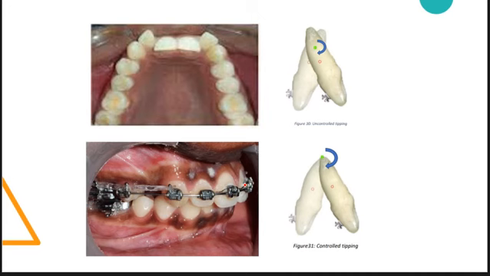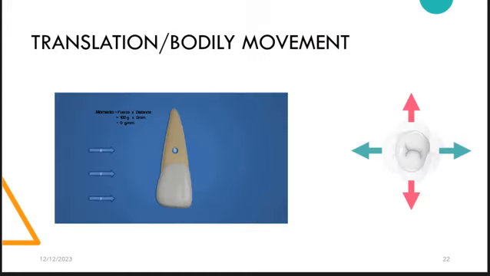In class 2 division 2 cases, the roots are placed labially. So when uncontrolled tipping is done in class 2 division 2 cases, the roots move lingually and the crowns move labially. Now moving on to the next, translation or bodily movement.